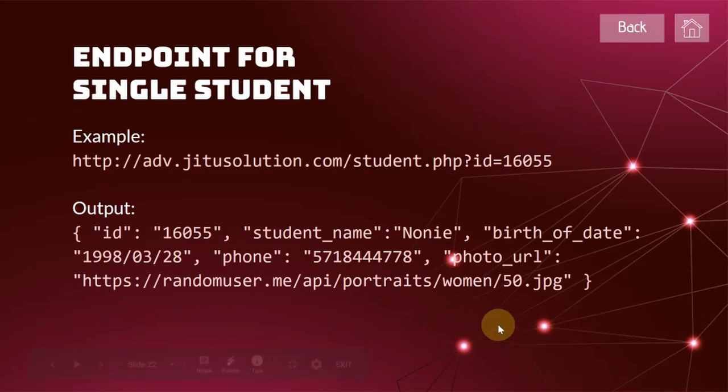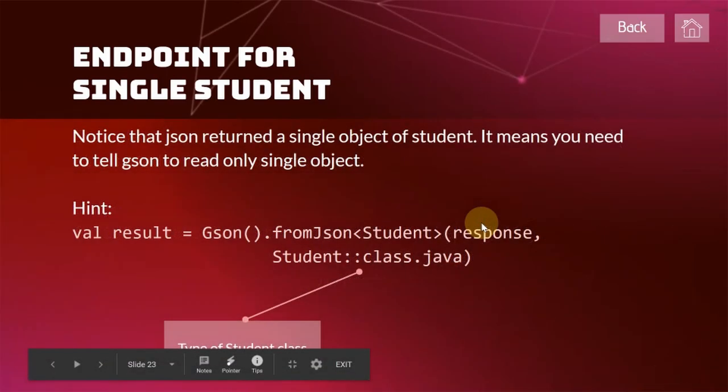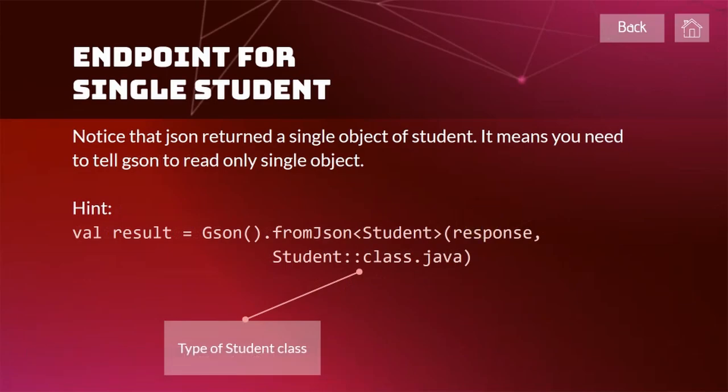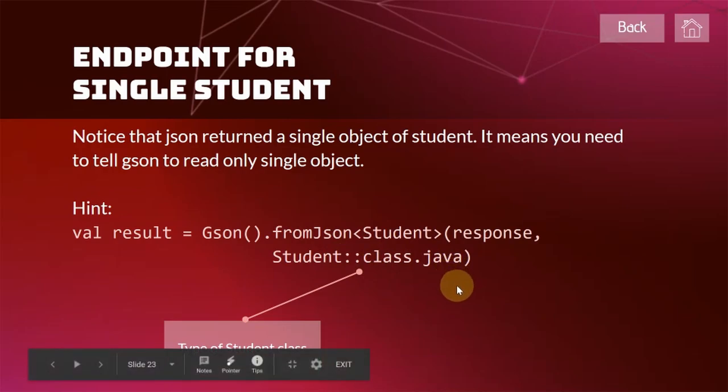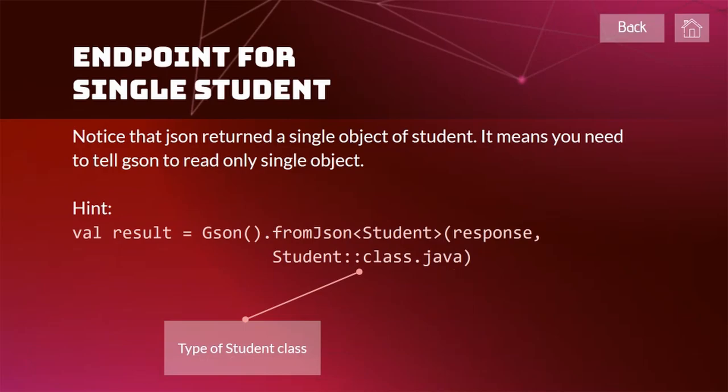So it means that you need to modify your JSON parsing in order to be able to read a single object. This is the hint: you can use fromJson with Student, remember this is a single student object, and the type of student you can get easily by calling Student::class.java. That's it. It replaces the list from the previous example. So that's the endpoint for a single student. Use that to retrieve the data of a single student and consume that in our detail fragment.